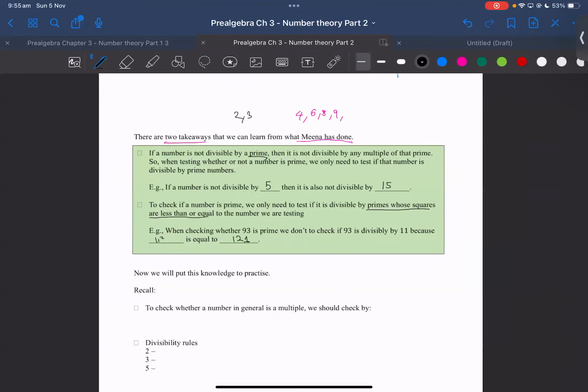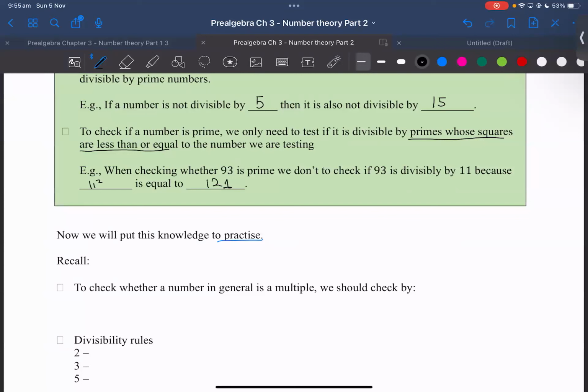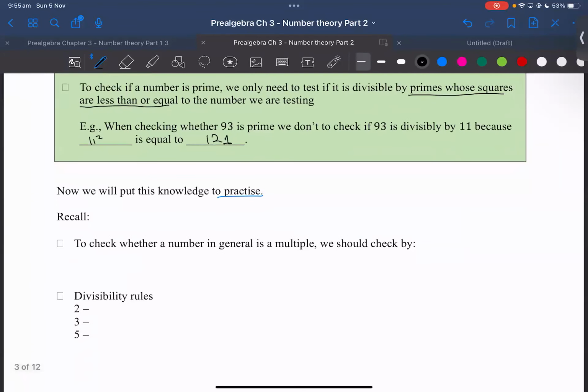But now we'll put this knowledge to practice. We're going to practice this by checking whether a few numbers are prime or not. So I'm going to recall a few things from last week. To check whether a number is a multiple of another, how do we check if a number is divisible by another number, if you don't use divisibility rules? If I want to check whether 252 is divisible by 17, do long division and check whether the remainder equals 0 or not.